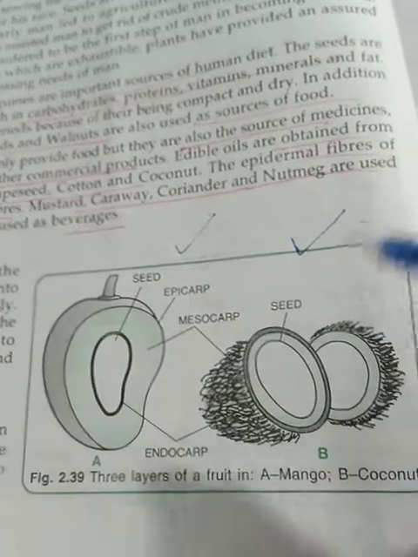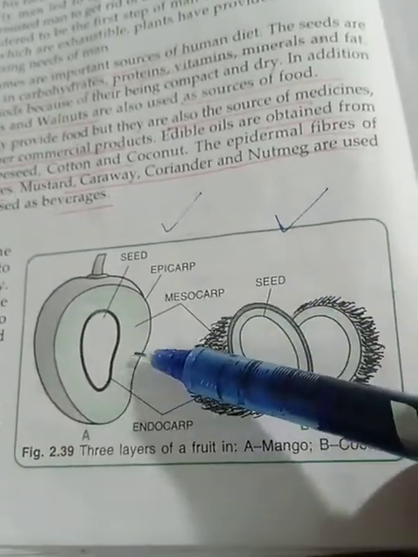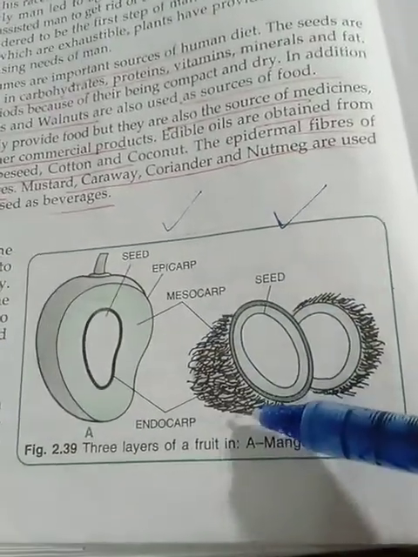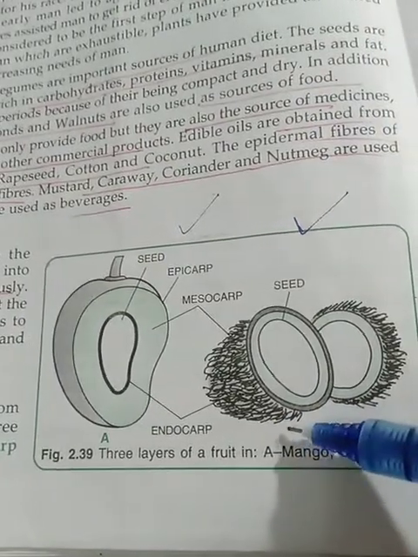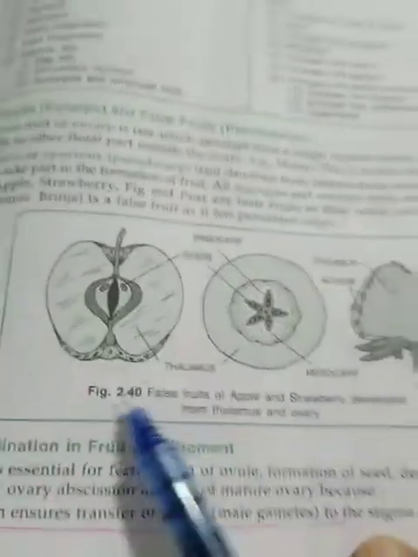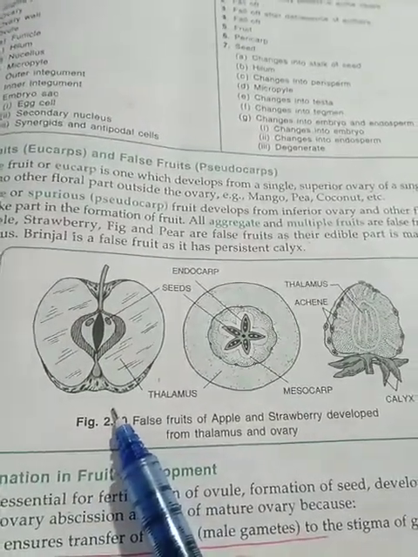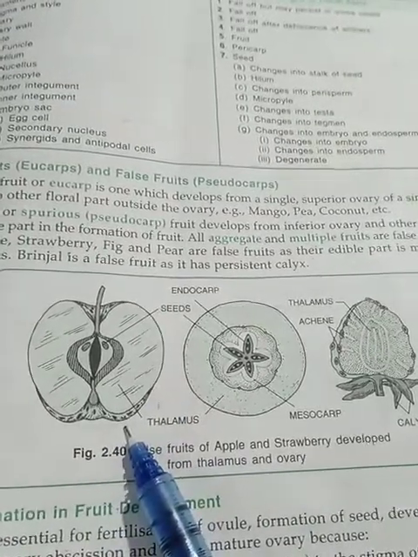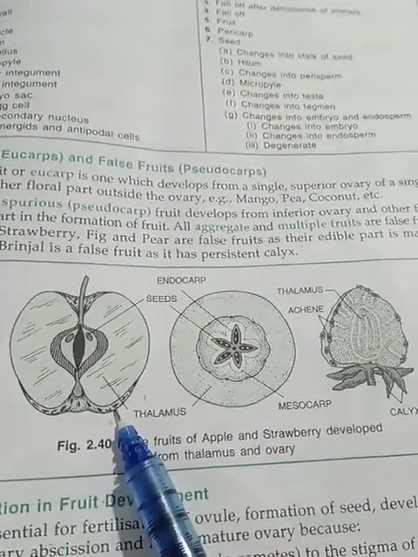Label all the parts, the epicarp, the edible mesocarp in mango, and look at the mesocarp in coconut, which is fibrous, which I explained to you. Both the fruits we call drupe. And then here we have the false fruit. This is the apple. This is the thalamus part. As I told you, we have the thalamus as the edible part.